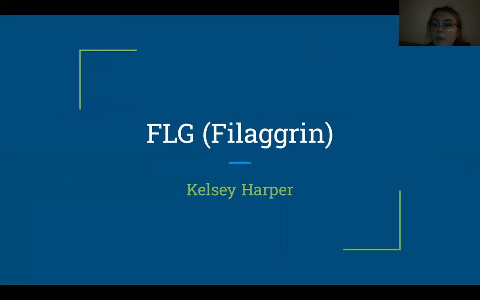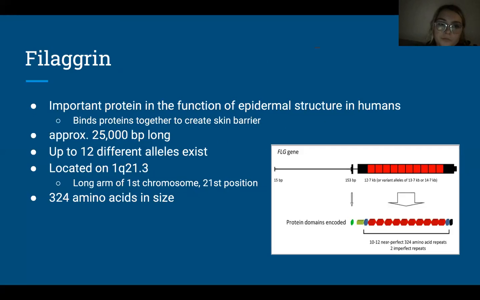I decided to do my final project on the FLG gene, known by its full name of filaggrin. Filaggrin is actually a protein. The gene encodes for this very important protein in the function of the epidermal structure in humans. This gene actually encodes for two types of protein, largely the filaggrin, but it also produces profilaggrin. Both of these proteins together work very hard to create this skin barrier that we have.